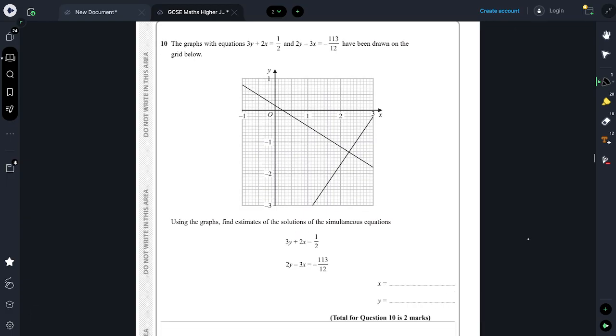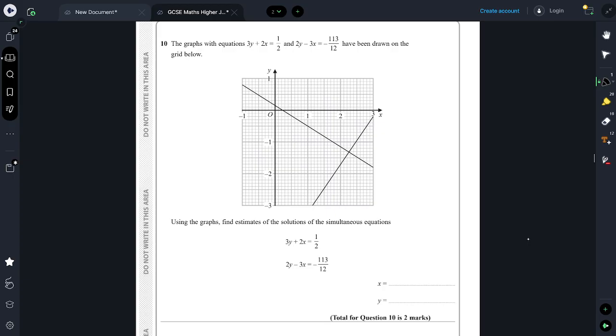We are given the graph of equation 3y plus 2x is a half and 2y minus 3x is this. Very awkward equations, but they've both been drawn. It's asking us to solve 3y plus 2x is a half, and 2y minus 3x is minus this, the same fraction. Notice that this is identical to these two, and these two equations have been plotted.